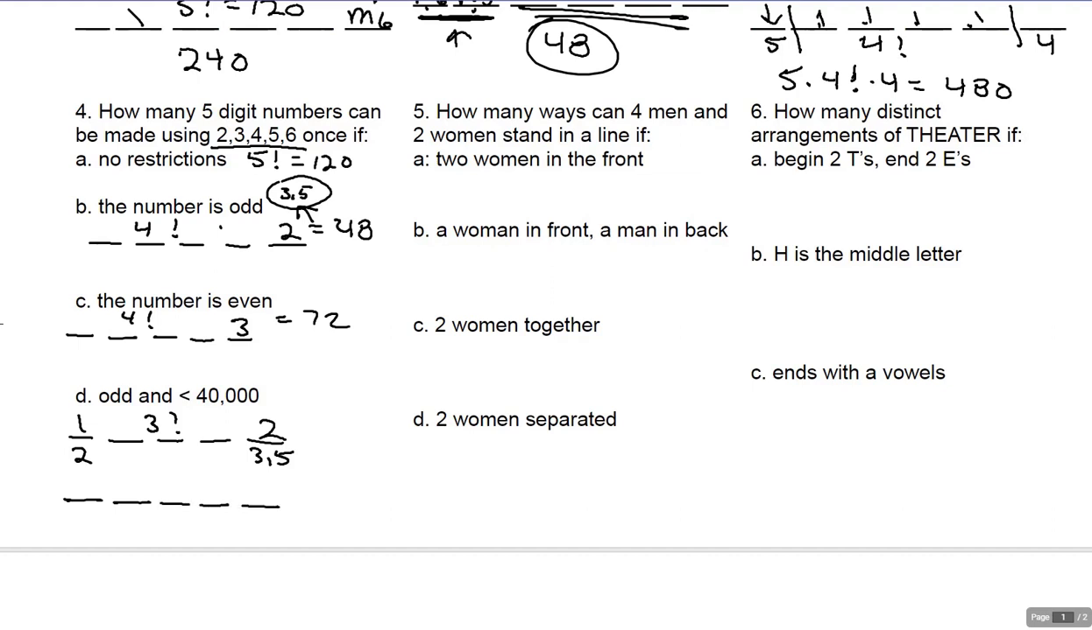3, 4, 5. And now what number do I put in the front? 3. Now it's going to give me the numbers in the 30,000s. Now that I've put a 3 in the front, and I'm only allowed to use each number once, what could possibly go at the back if it has to be odd? 5. There's only one way for me to put a 3 here, and only one way to put a 5 there. The middle can be arranged in how many ways? 3 factorial.